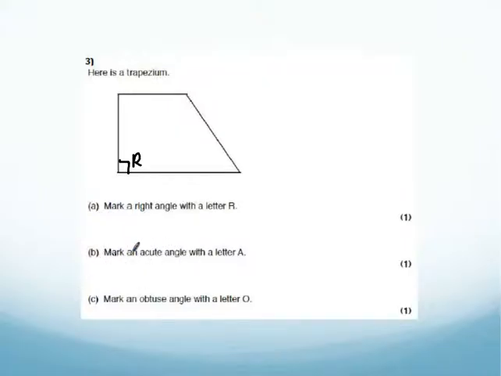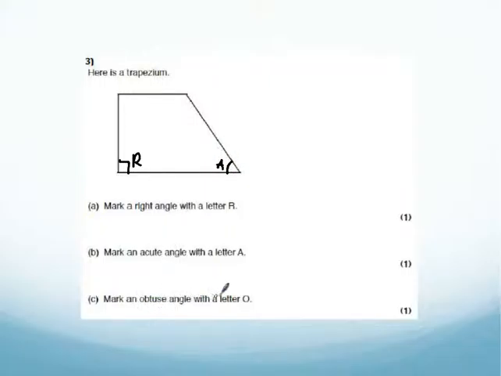It says here, part B, mark an acute angle with a letter A. So there is only one acute angle on here. There's an angle here. Now it's got to be clear again, mark which one you're on. If you just put an A here, this could mean this outside angle here, or it could mean this inside angle here. So actually mark with a curve the angle you're referring to.